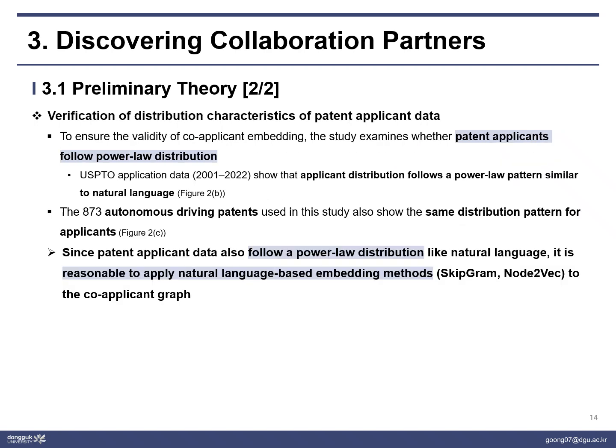It was also analyzed whether patent applicants follow a power law distribution, and the result is shown in figure 2b. The autonomous driving patent data used in this study also shows the same pattern as shown in figure 2c. Therefore, it is reasonable to apply natural language-based embedding methods such as skipgram and node2vec to the co-applicant graph.